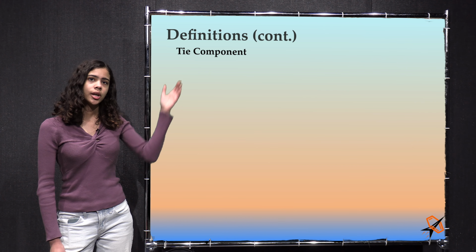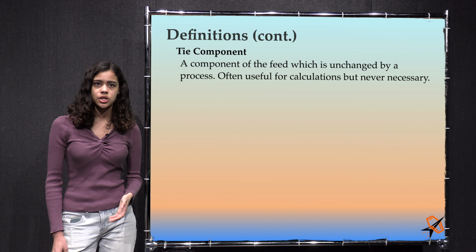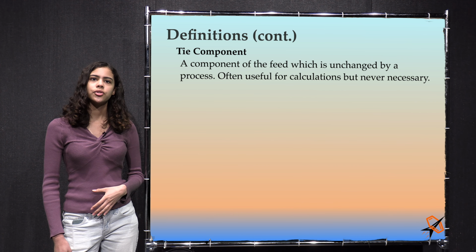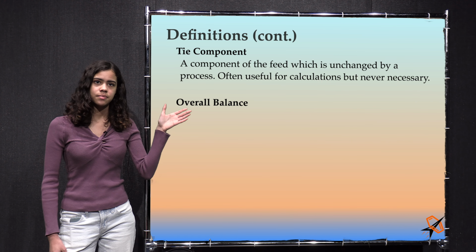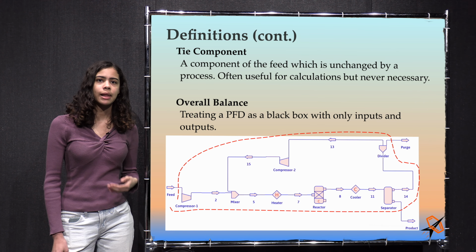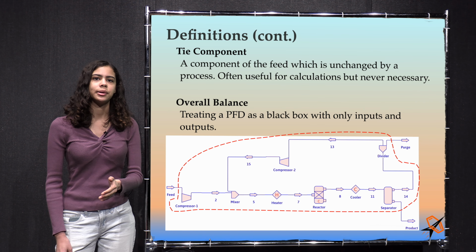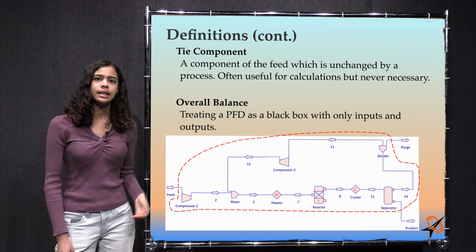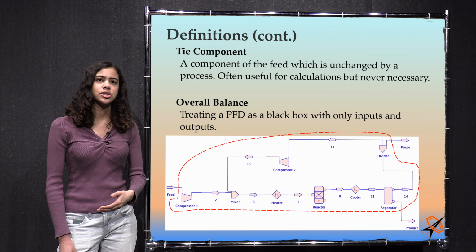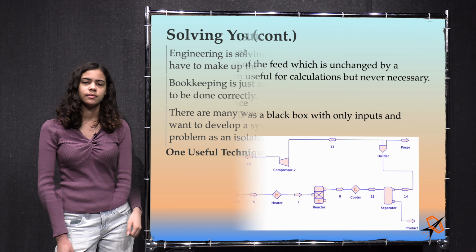Tie component. A component of the feed which is unchanged by a process. Usually useful for calculations, but never necessary. Overall balance. Treating a PFD as a black box with only inputs and outputs as indicated by the red line. The overall balance has an input of the feed and outputs of the purge and product.